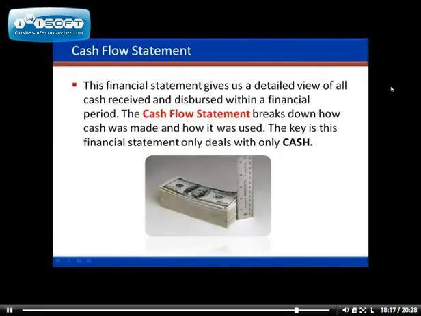Alright, now the cash flow statement. This financial statement gives us a detailed view of all cash received and dispersed within a financial period. The cash flow statement breaks down how cash was made and how it was used. And the key is this financial statement only deals with cash. It deals with only cash.